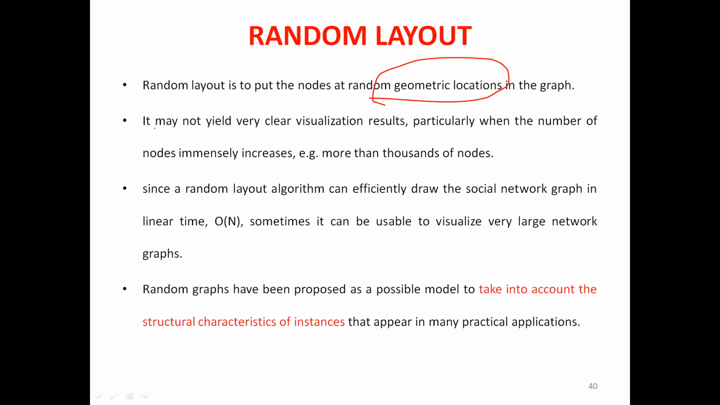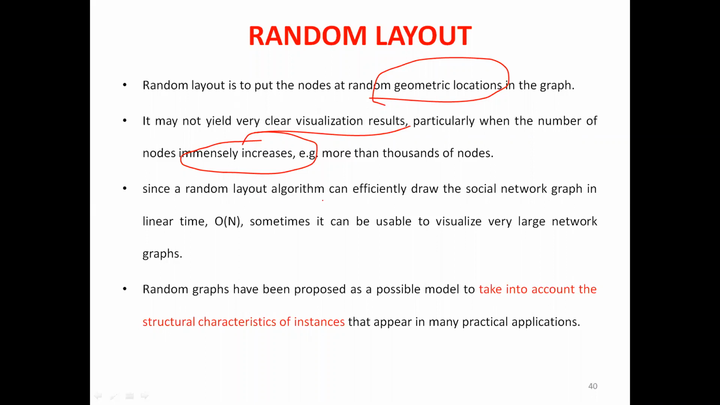So it may not yield a very clear visualization. That is a drawback of this random layout, particularly when the number of nodes immensely increases. When the number of nodes increases, what happens? Obviously, the network gets congested. As more nodes are added, they get congested, and you cannot visualize how many nodes are in the community, right?